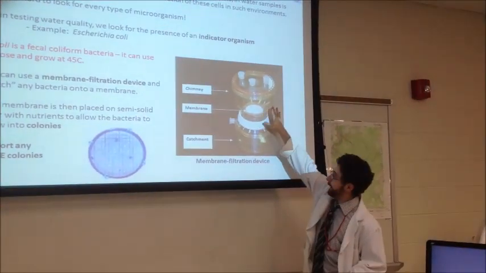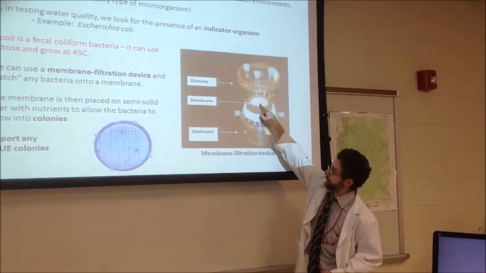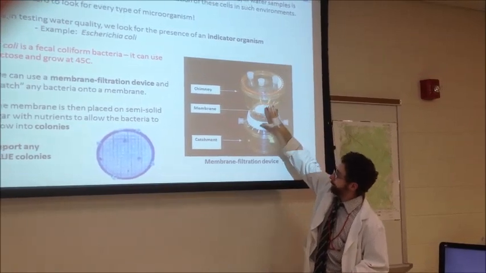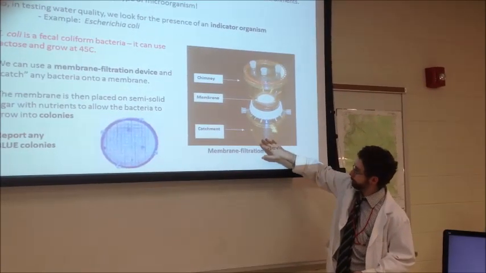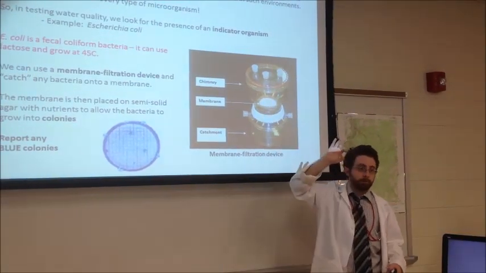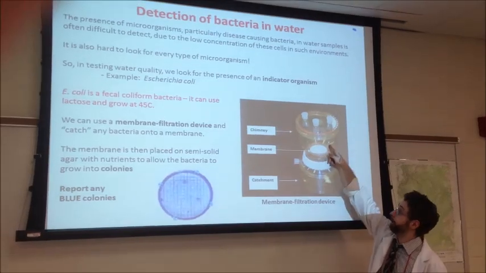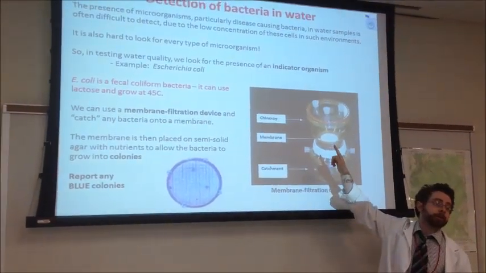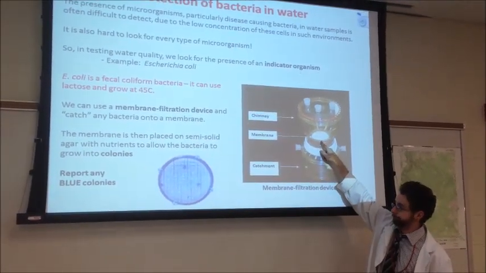So here you have a chimney, a chamber, and you have a membrane in between. What you do is you pour in your water, and you turn on a vacuum, and the water is going to be pulled through. On the membrane are little pores, so water is going to be able to pass through those pores from the chimney to the catchment. However, any bacteria that is present in the water is going to be trapped on that membrane.